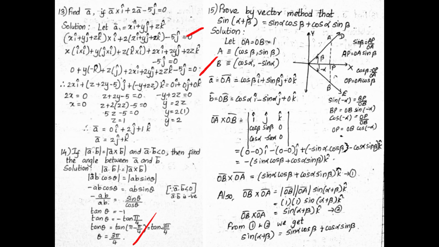15. Prove by vector method that sine of (alpha + beta) is equal to sine alpha cos beta + cos alpha sine beta. Now here we have to prove left hand side is equal to right hand side. Okay, so for that first we will see the diagram.